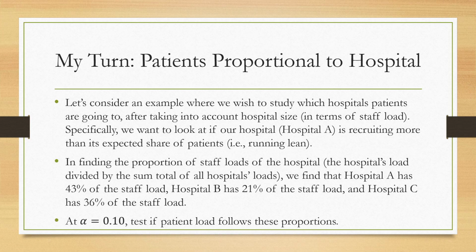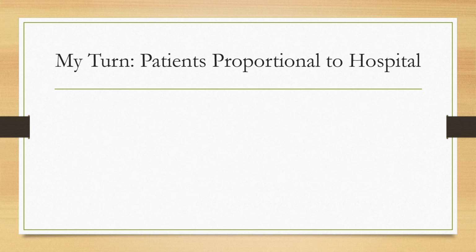Now here I'm going to use an alpha level of 0.10. Again, it's a one-tailed test. It's just on the right. I'm looking for high test statistics. That's how it's going to be statistically significant, over the critical value. And we're going to look to see if the patient load follows these proportions.